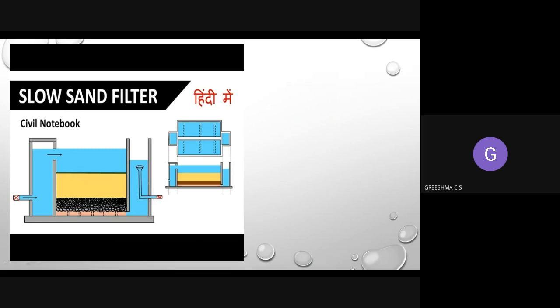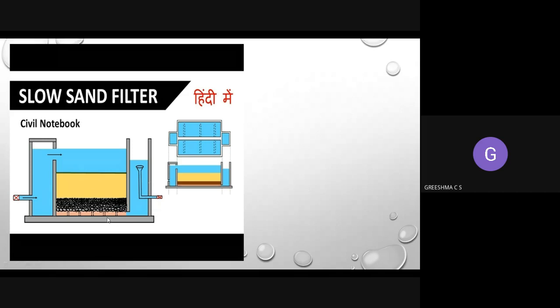You can see from this figure, this is the sand layer, and at the bottom layer we have gravel. So these are the lateral drains. These lateral drains will be collecting the water that is under. So this is the under drainage system that we have provided. From here you can see the lateral drains over here.